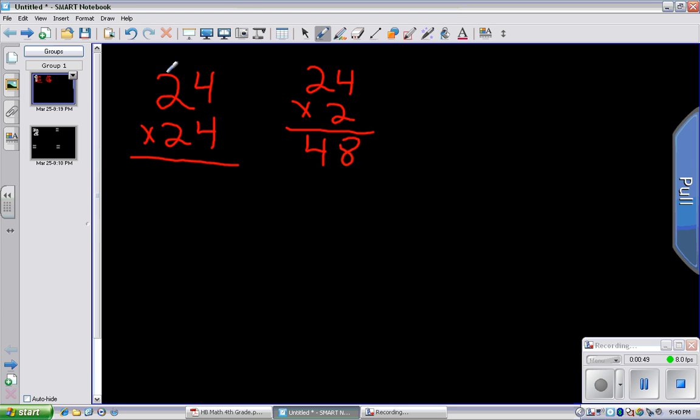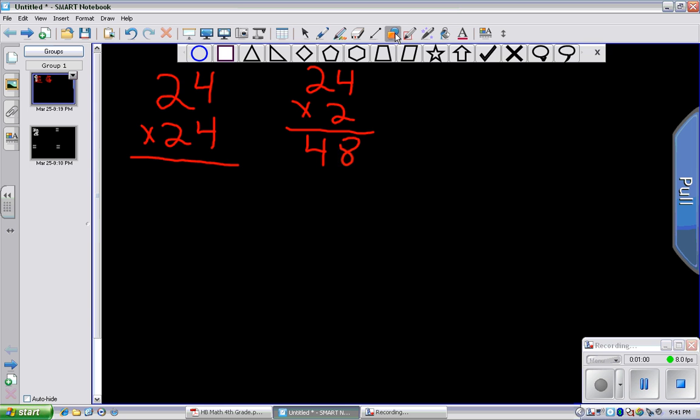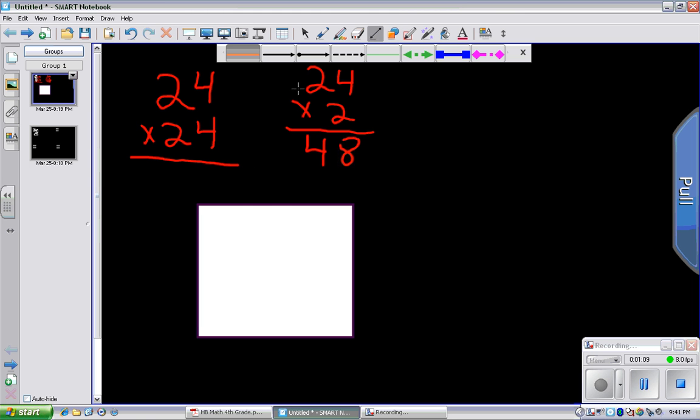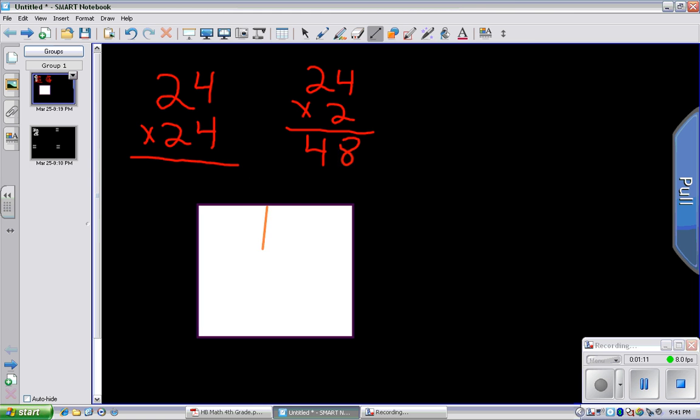In order to multiply 24 times 24, I have to be able to make a lattice box. So let's practice making a lattice box. On your whiteboard, please draw a square. After you draw a square, you need to draw a T in the middle. Now you have one more step to drawing your lattice box, and that is to draw on the diagonals.